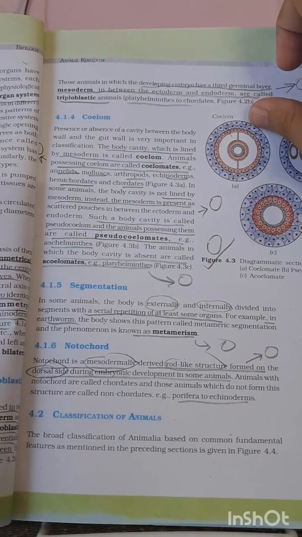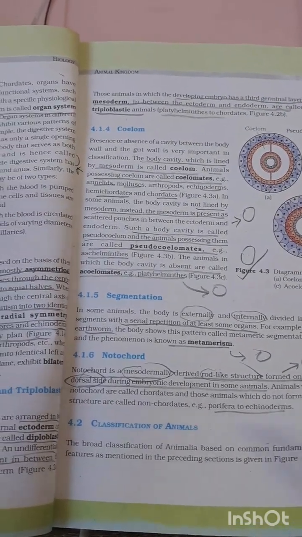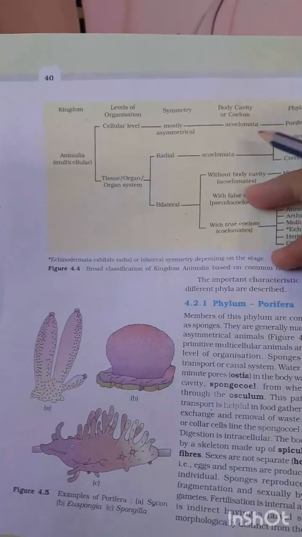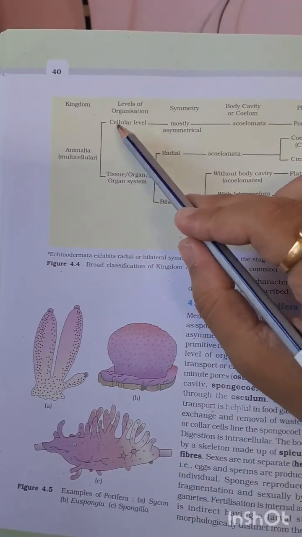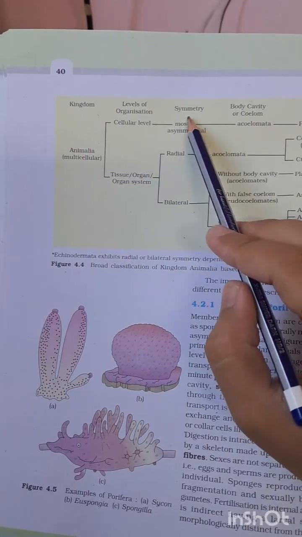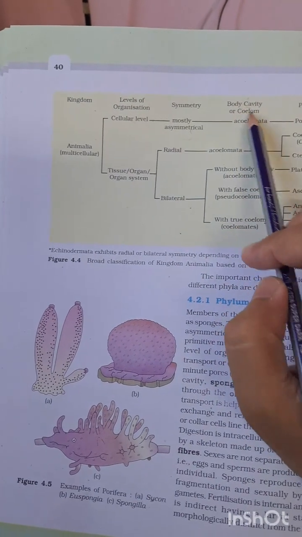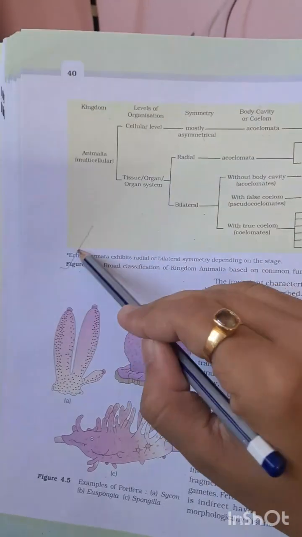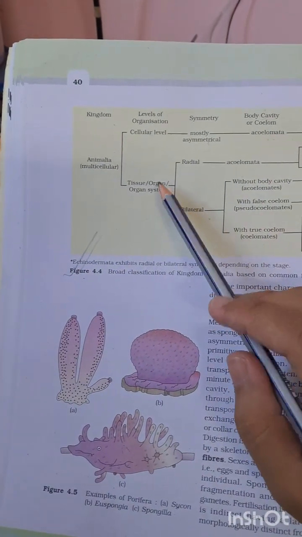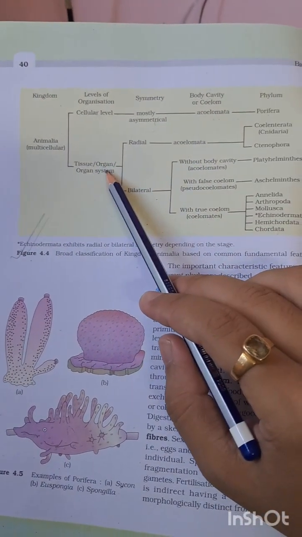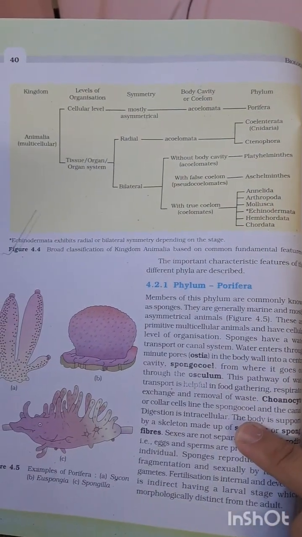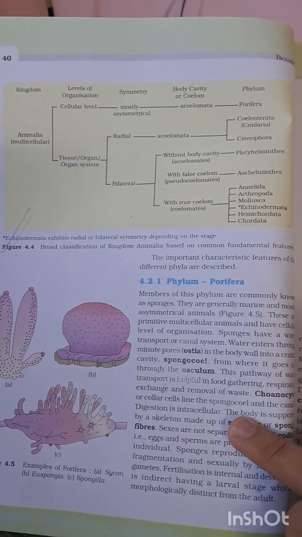Now classification of animals. Here a chart is given, and in this chart you will find all we have discussed in this video. Likewise, about the level of organization, which organisms are cellular level, and cellular level are mostly asymmetric, with body cavity acoelomates, and this belongs to Porifera. This chart makes your study very easy, so you can go through this chart, and in the next successive videos you can relate this chart with other videos also, and it will make your work easy.